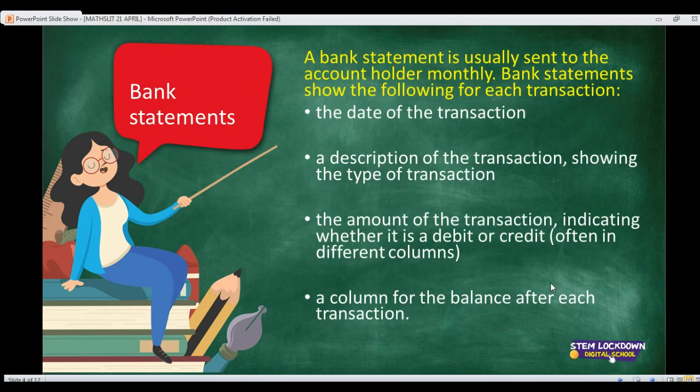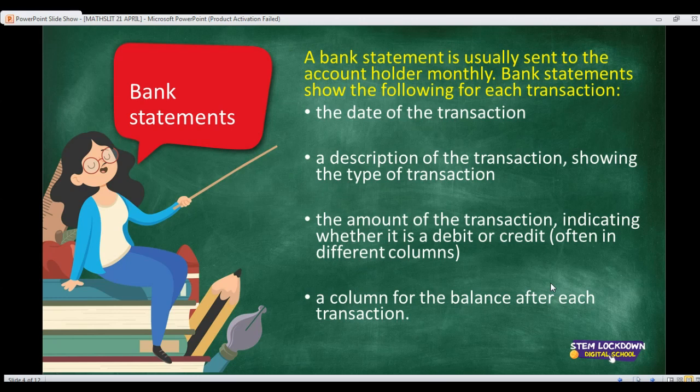Then bank statements. Bank statements are usually sent to the account holder monthly, and they show the following for each transaction. So this is a bank statement. Probably you have a card, whichever card you have out of the ones we've listed just now, and you spend your money per month, or let's set a time frame of a month. All the money you are sending, or the money that is coming in your account or leaving your account, it will be recorded in your bank statement.